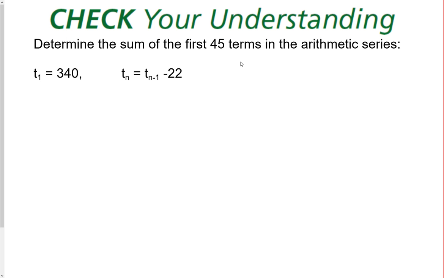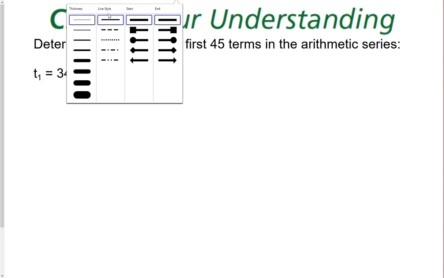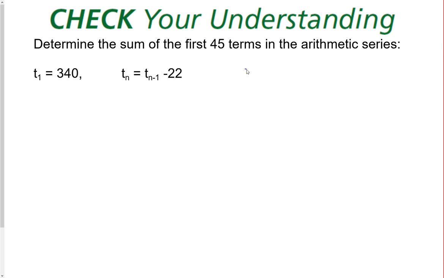All right, the first thing we want to do is see what we know. Well, I can tell right away that my first term, come along for the ride, pen, there we go. My first term is 340. That's the same, A is the same as T1. My common difference is negative 22. It's going down by 22 each time. The number of terms I'm going to add up are 45. So that's what my n value is going to be.